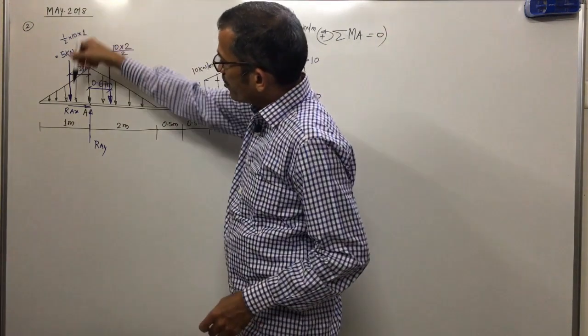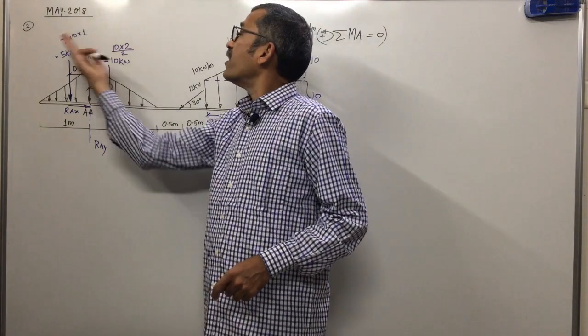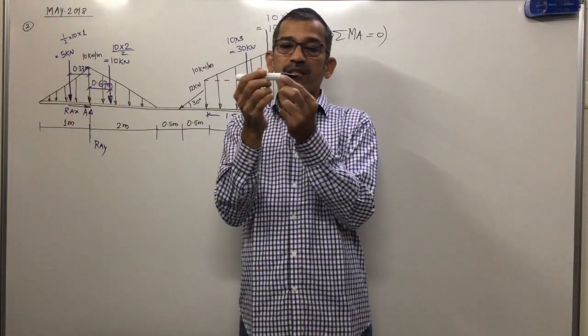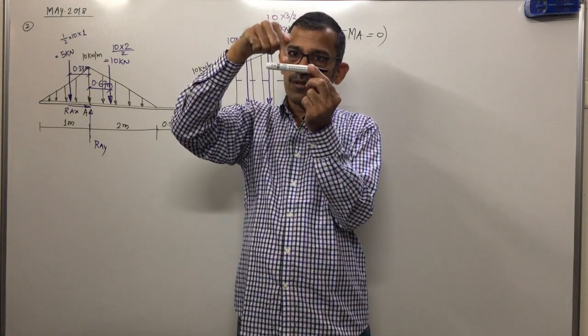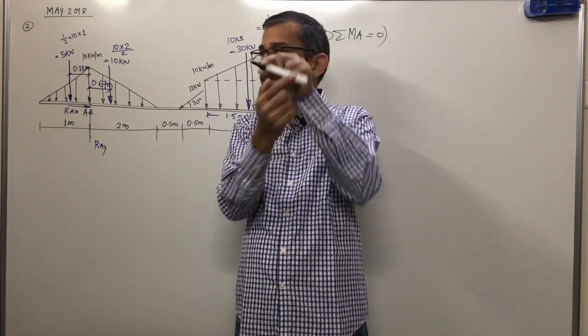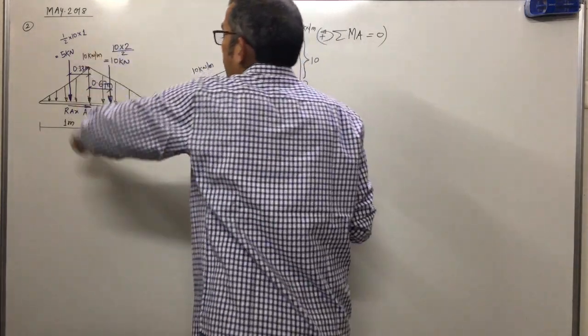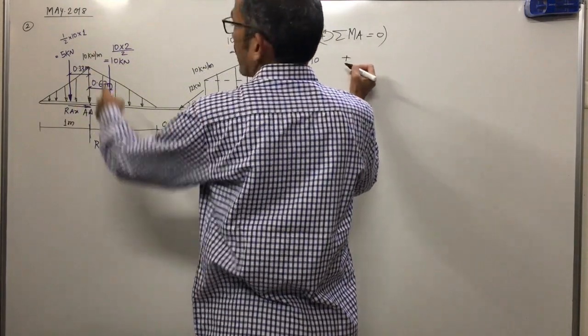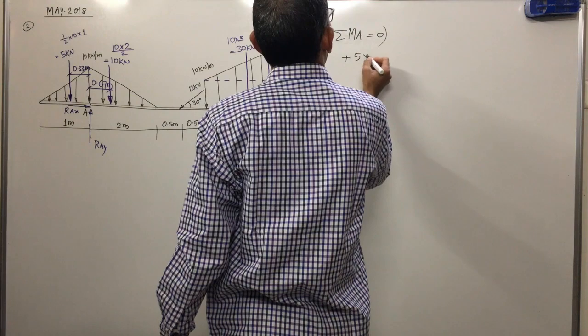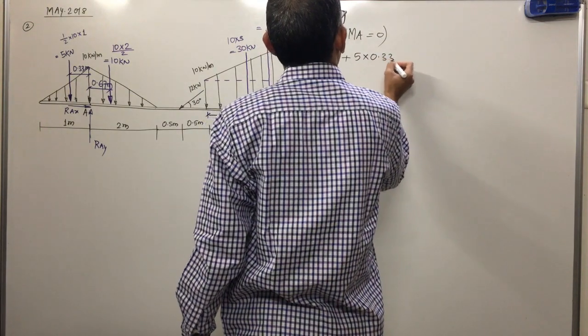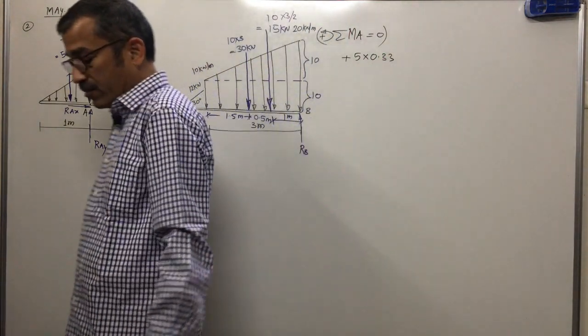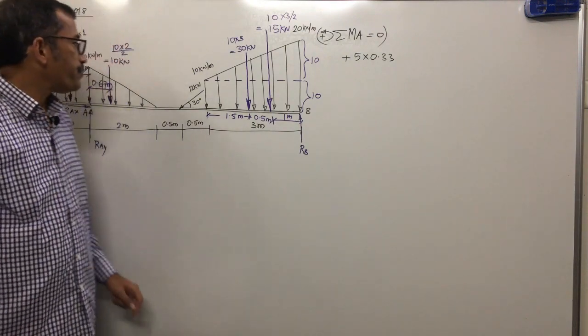First, the moment of the 5 kilonewton on the left side, not about the free end but about point A. This 5 kilonewton is on the left side of A. How will this rotate? Anti-clockwise, right? So as this will rotate anti-clockwise, I will write plus, magnitude of force 5, distance 0.33. First term clear. The moment part is very, very important.